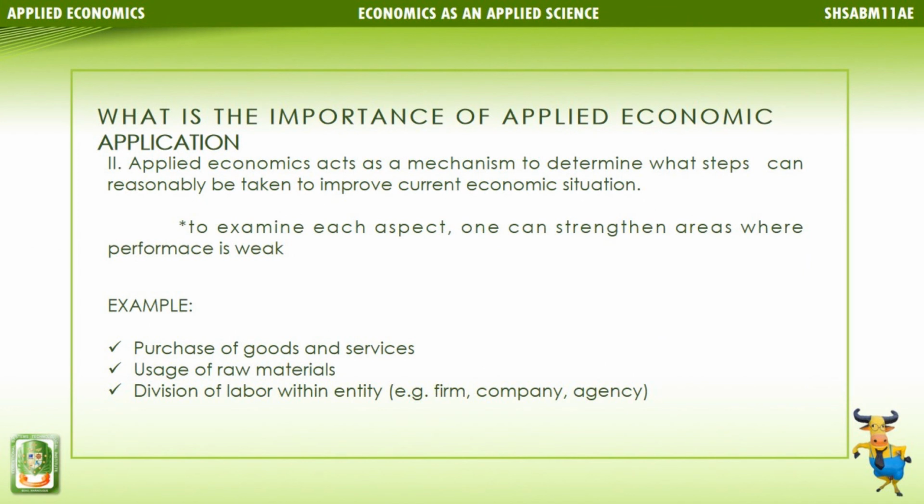Number 2, importance of applied economic application: applied economics acts as a mechanism to determine what steps can reasonably be taken to improve the current economic situation. To examine its aspects, one can strengthen areas where performance is weak. Example, purchase of goods and services, usage of raw materials, and division of labor within an entity. Example, firm, company, and agency.